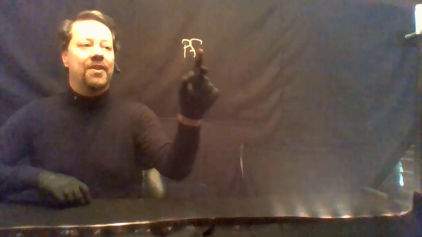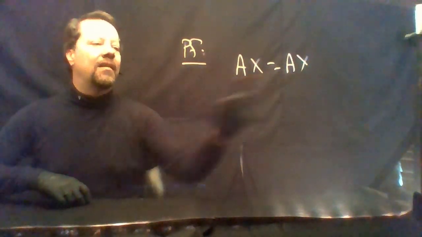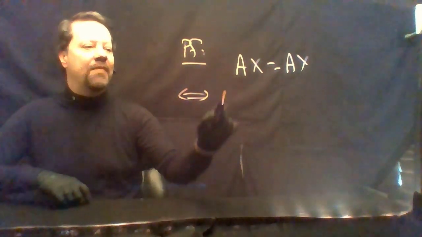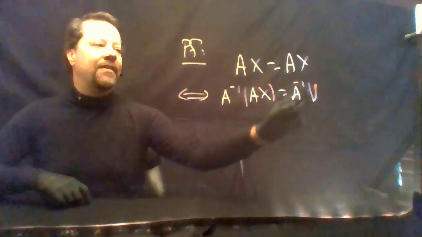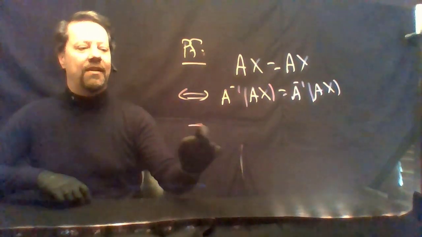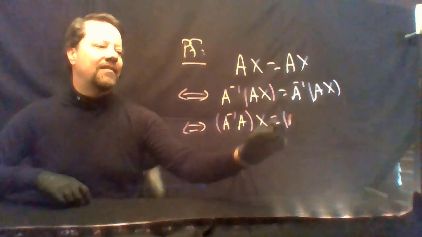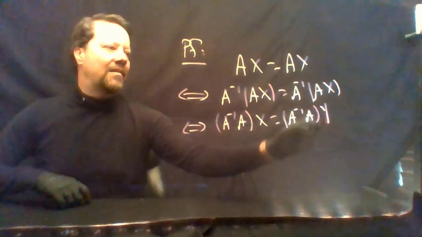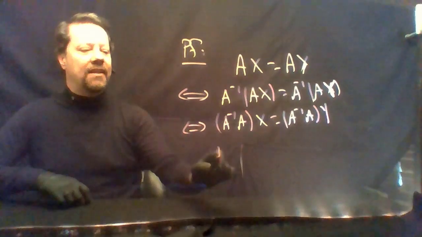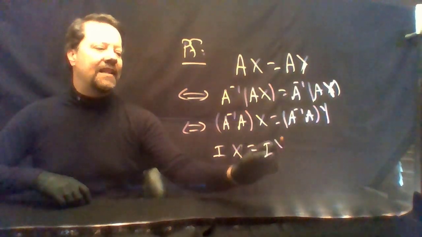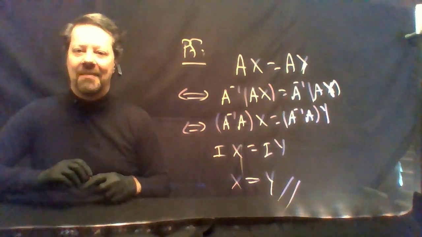The proof is just what we described. AX equals AY implies you can multiply on the left by A inverse. By the associative law, you can reassociate. That's a Y on this side. You get the identity times X equals the identity times Y. In other words, X equals Y. The other case is similar.